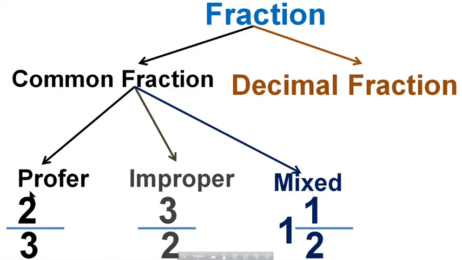So we can say the fraction that contains a smaller number in the numerator is a proper fraction, the fraction that contains a greater number in the numerator is called an improper fraction, and the fraction which has an integer is called a mixed fraction. And decimal fraction is very easy. It has only a point, or decimal, or dot. So it's called decimal fraction, and decimal fraction contains no category.